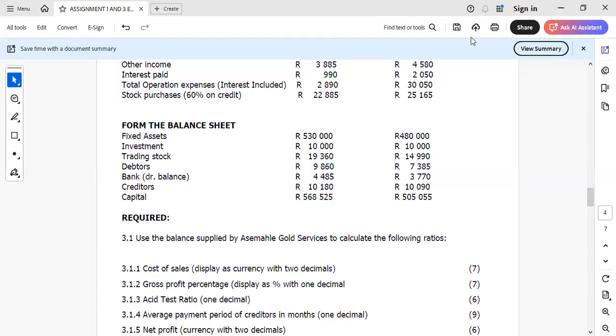Okay, people, let us continue with our average payment period of creditors in months. One decimal. Let us proceed.